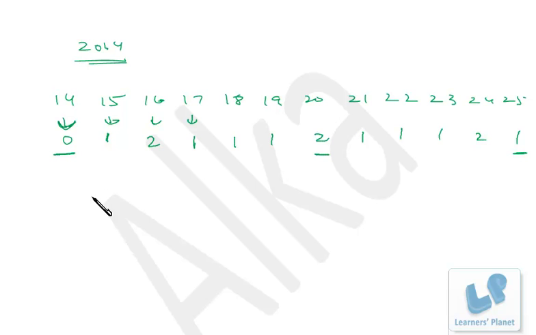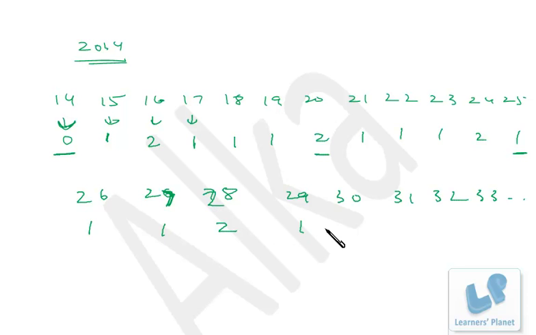And if you wish to find out subsequent years also, 26, 27, 28, 29, 30, 31, 32, 33, and so on. So till here 0, further it's 1, then it's 2, 1, 1, 1, 2, 1. So 1, 2, 3, 4, 5, 6, 7. So further in year 31, that means 2014, 2025, and 2031, all of them will be having the same calendar.